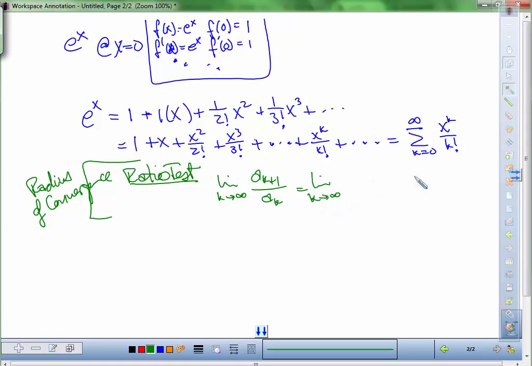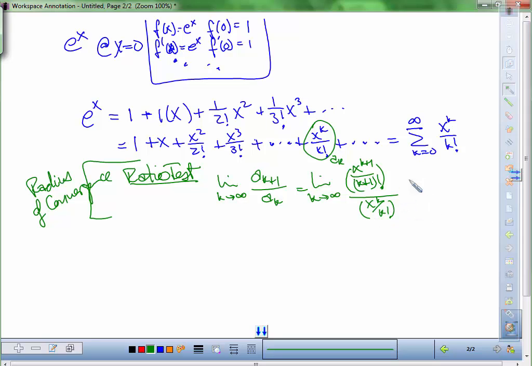And the way you're going to do that is that if you imagine this is the kth term right here, a k, then for a k plus 1, you'll just change the k into k plus 1. So let's call it x to the k plus 1 power divided by k plus 1 factorial, divided by x to the k over k factorial. So you have a k plus 1 and a k.